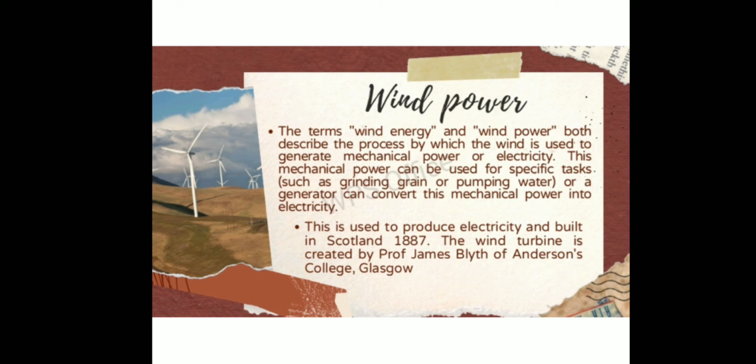The first wind turbine to produce electricity was built in Scotland in 1887. The wind turbine was created by Prof. James Blyth of Anderson's College, Glasgow.